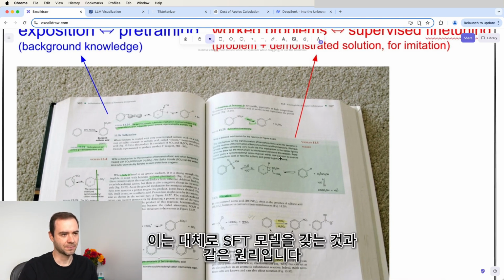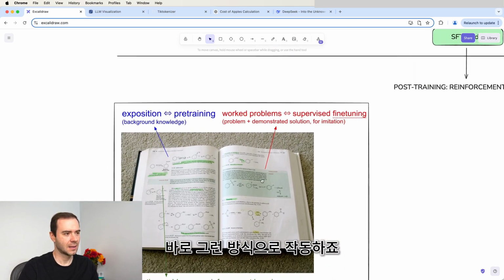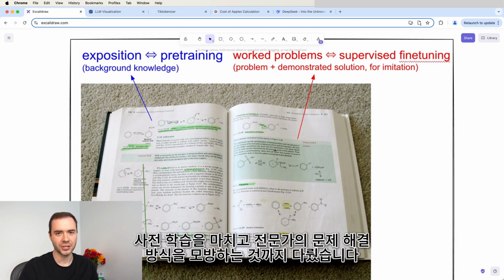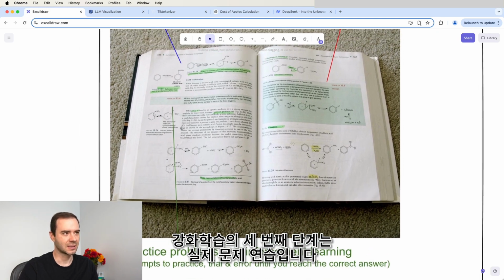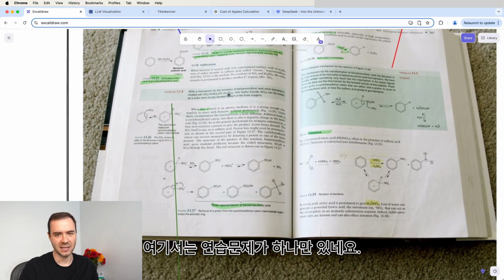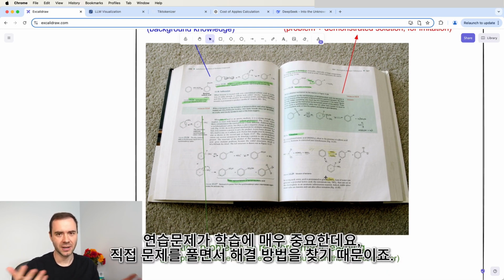And that roughly corresponds to having the SFT model. So basically we've already done pre-training, and we've already covered this imitation of experts and how they solve these problems. The third stage, reinforcement learning, is basically the practice problems. Sometimes you'll see just a single practice problem here, but of course there will usually be many practice problems at the end of each chapter in any textbook. And practice problems are critical for learning because what are they getting you to do? They're getting you to practice yourself and discover ways of solving these problems yourself.